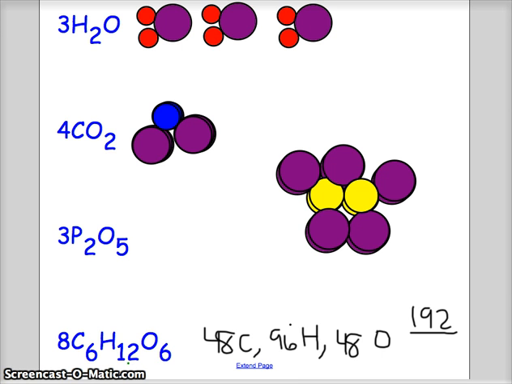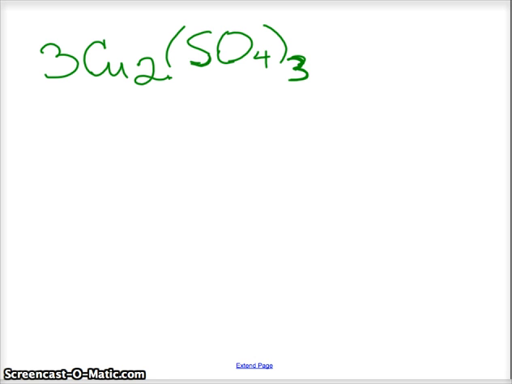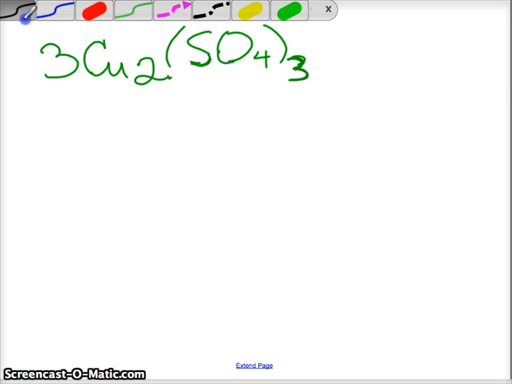On the next page, I have a pretty crazy looking one here. I would like you guys to try this one. Actually, no, I'll help you with it. Now the distribution, not so hard for the copper, 3 times 2. So we know that there is 6 copper, okay?